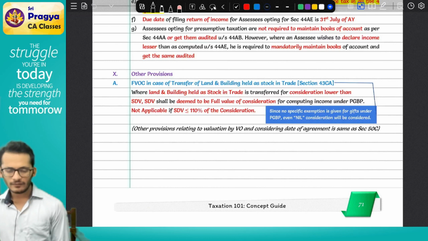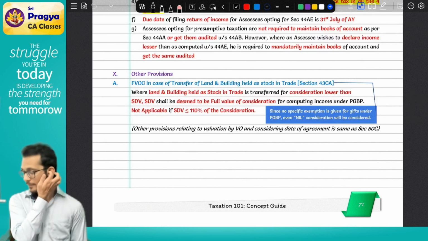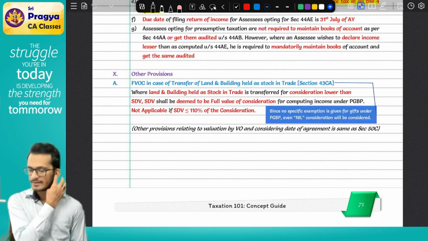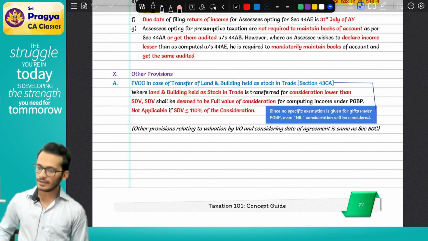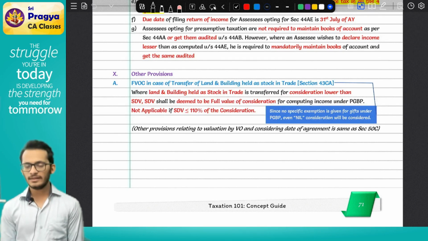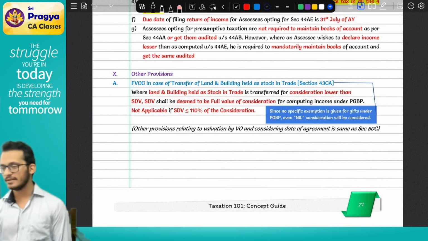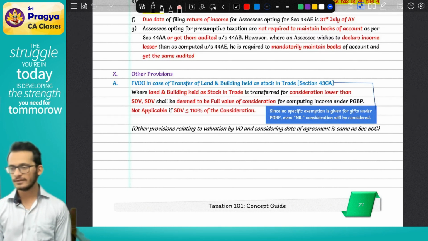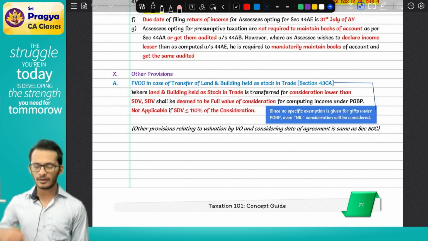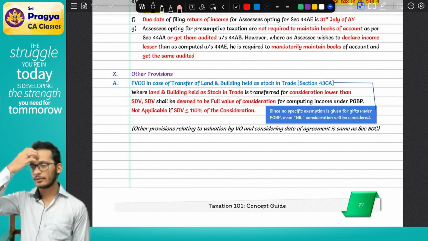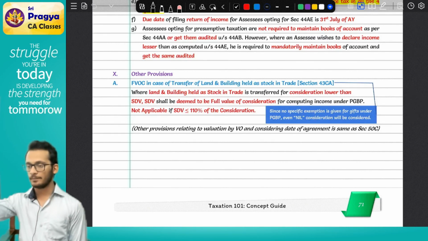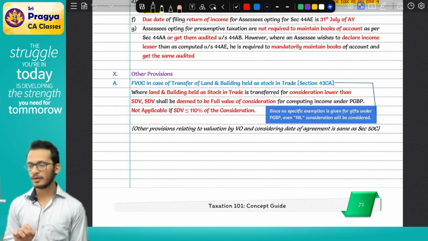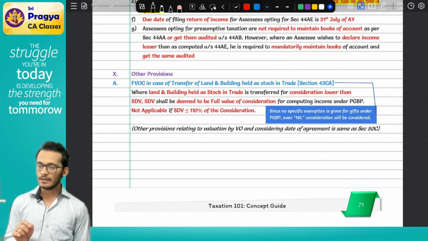First one is called 43CA. It is the sale of immovable assets. Now these are not any immovable assets. These are those immovable assets which you hold as stock in trade. Why, Rahul, stock in trade? Because if it was any other asset, it would have been under the capital gains chapter. So I am talking about immovable assets which are stock in trade.